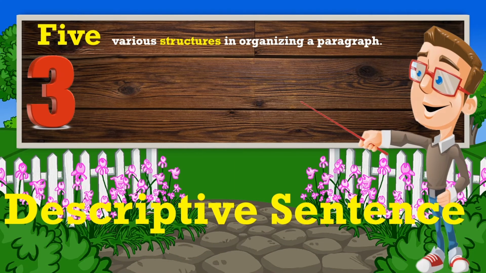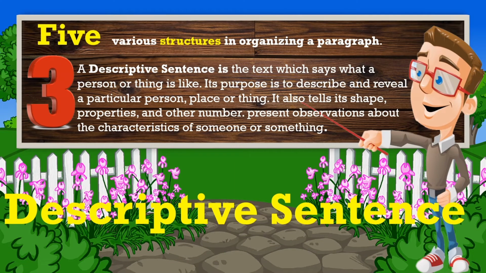The third structure in organizing a paragraph is called descriptive sentence. A descriptive sentence is a text which says what a person or thing is like. Its purpose is to describe and reveal a particular person, place, or thing. It also tells its shape, properties, and other observations about the characteristics of someone or something.